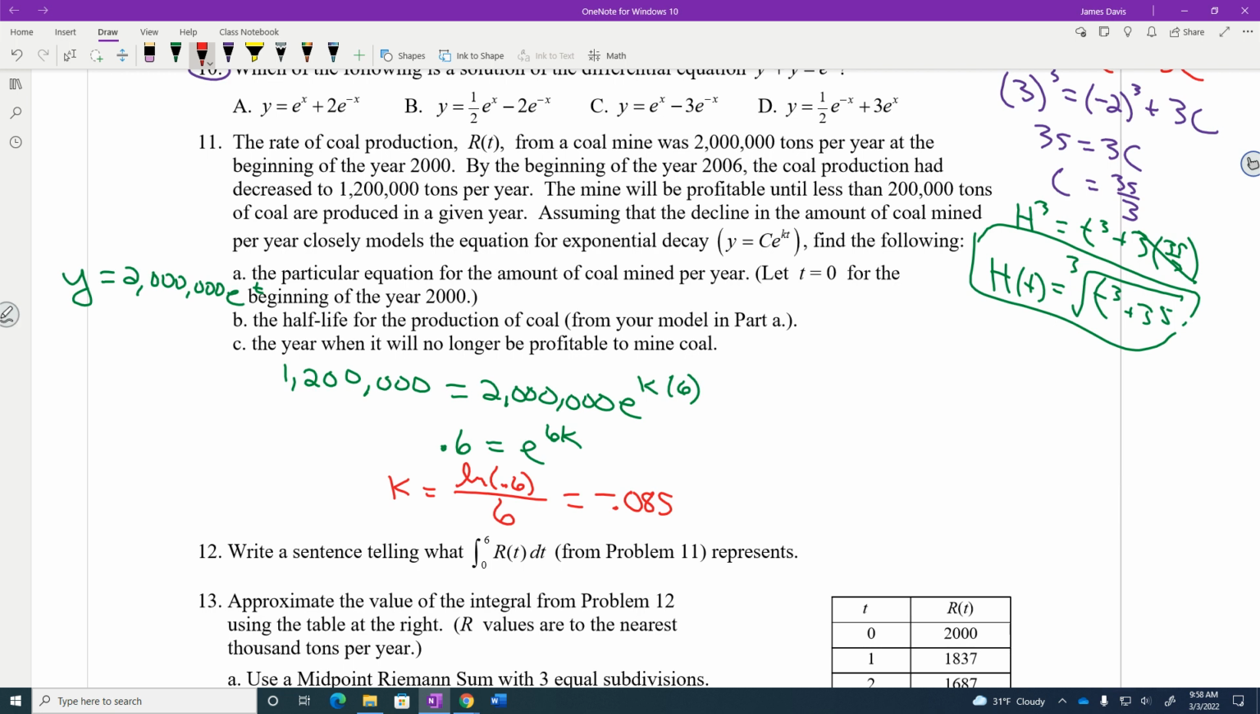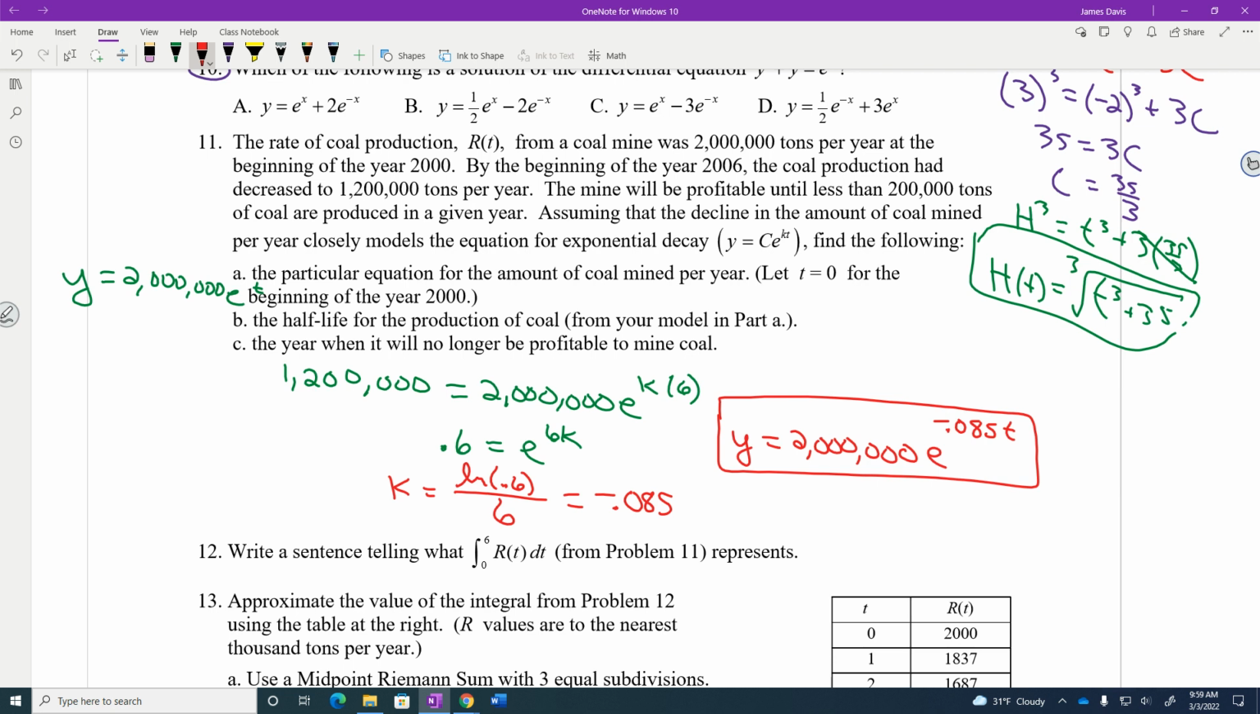And then so our particular equation is y equals 2 million e to the, let's say, negative 0.085 t. So then this is like our model that we could use for any time. So if we want to know after how many years, say 10 years later in 2010, how much is left, we just plug in 10. If we want to know the year 2022, which is right now, see if it's still profitable, probably not. If it's still profitable though, 52 million.